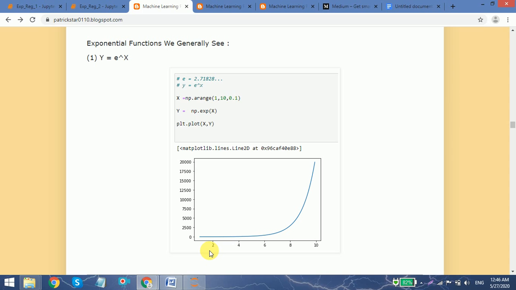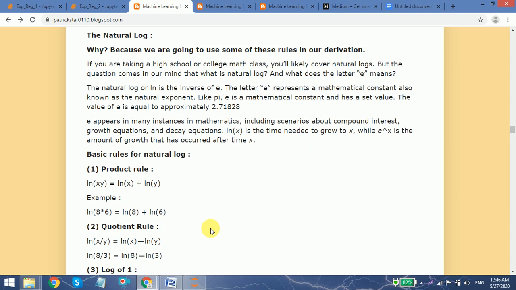Okay, so here is the general exponential function that we generally see, that is e raised to x, where the value of e is 2.71828. And this is the graph of our exponential function here. Now we are going to study a little bit about natural log, because we are going to use some of these rules in our next derivation of exponential regression.